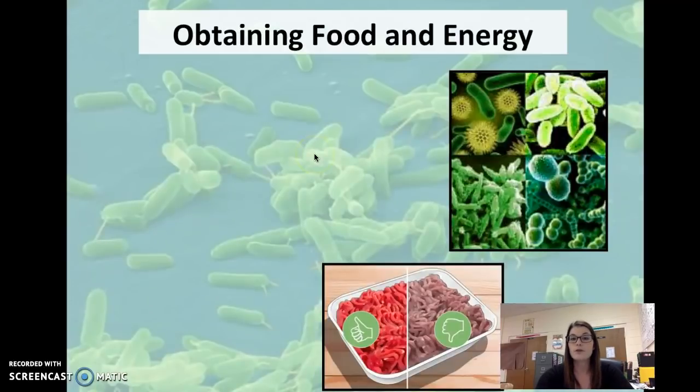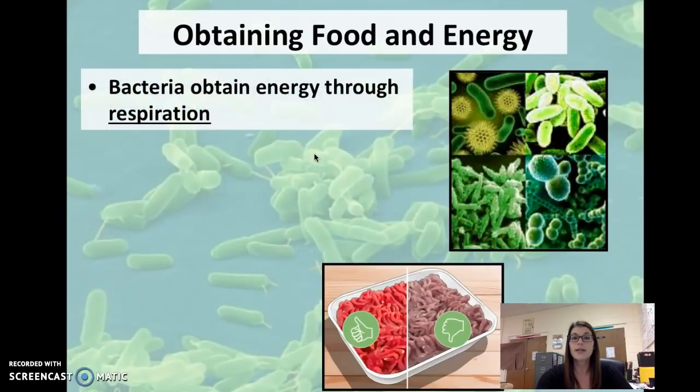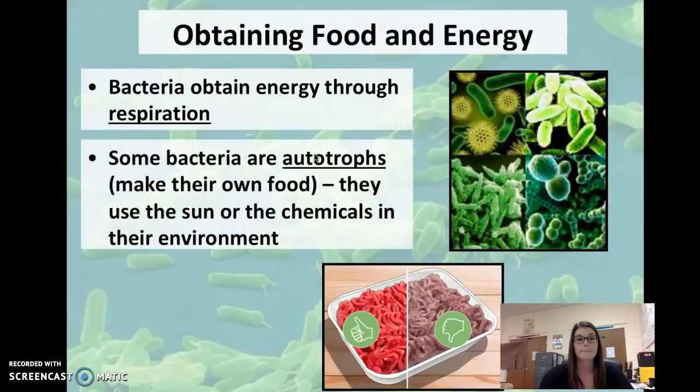All right, obtaining food and energy. Bacteria get their energy through cellular respiration. We just talked about this in our molecular biology unit. So they have to take their food, and then they have to go through the process of cellular respiration to make energy for themselves. Some bacteria are autotrophs. When we talked about photosynthesis, I think I mentioned the word autotroph to you. Autotroph means that they make their own food. So some bacteria are similar to plants in the fact that they make their own food.